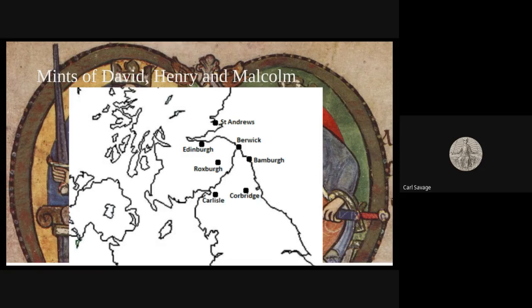The mints striking coins of Earl Henry include Carlisle, Corbridge, and Bamborough, while mints striking coins of Malcolm are Roxburgh and possibly Berwick after 1157, though it is entirely possible that Carlisle was still producing the derivative coins in David's name after 1153 until 1157, when it reverted back to English control.